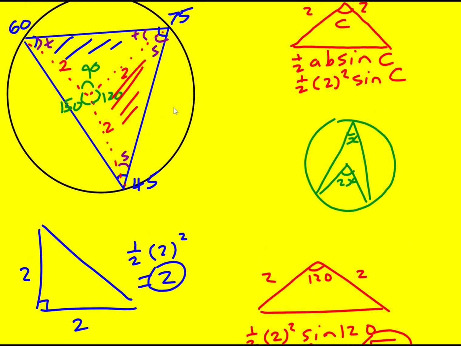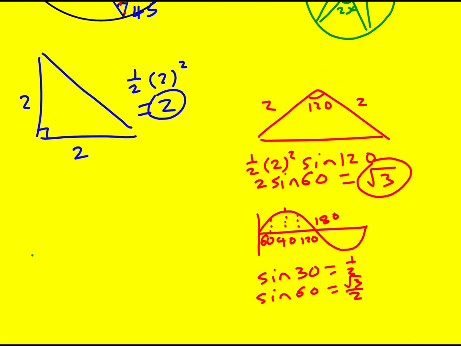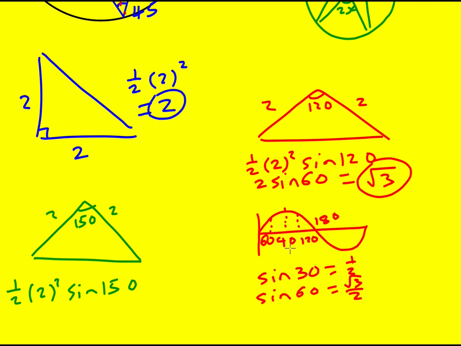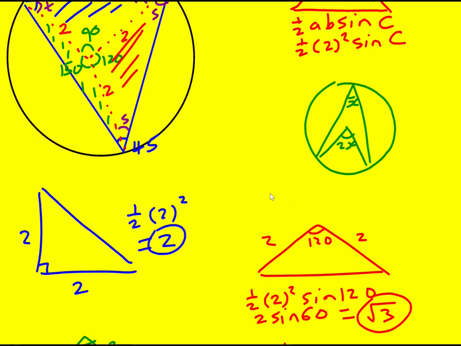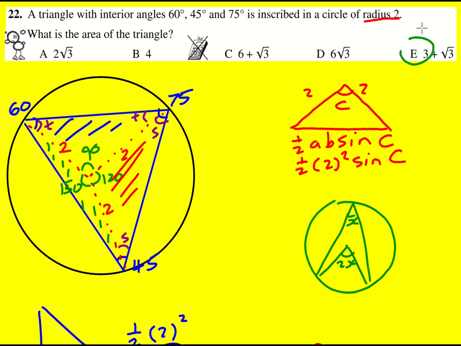I've just got one more triangle. And that's this one here with an angle 150. Half 2 squared times sine 150. And for similar reasons, we can say sine 150 is actually the same as sine 30. So it's 2 sine 30, which is 2 times a half, which is 1. And therefore, final answer, 2 plus 1 plus root 3, 3 plus root 3. Nice question.